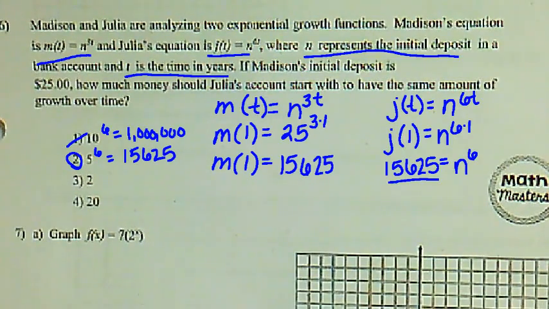So I want to know, when will both of these be the same amount? Okay, what would my n value be? What would they have to both put in order to have the same amount? Okay, so since Julia's exponent is higher, that's why her base is lower. All right?